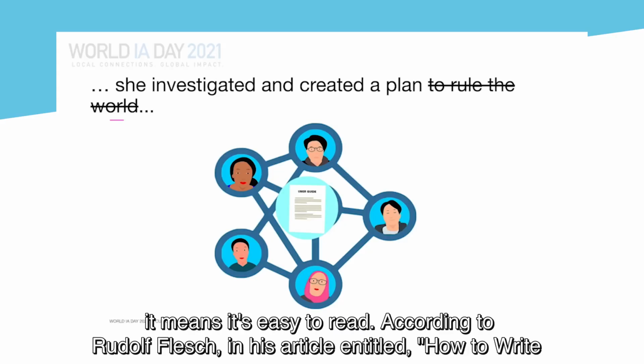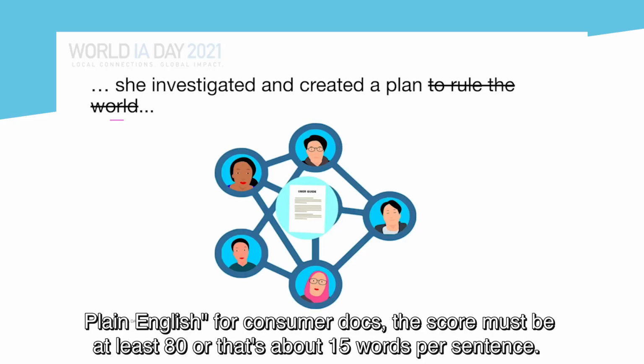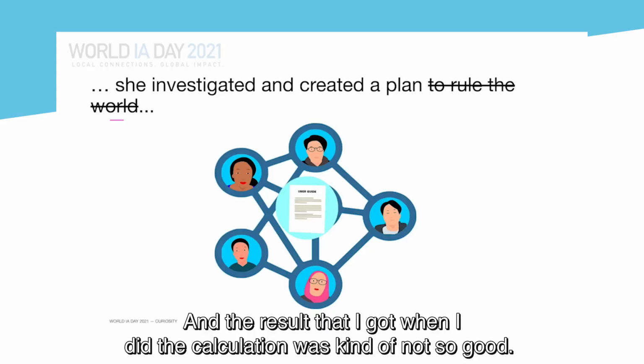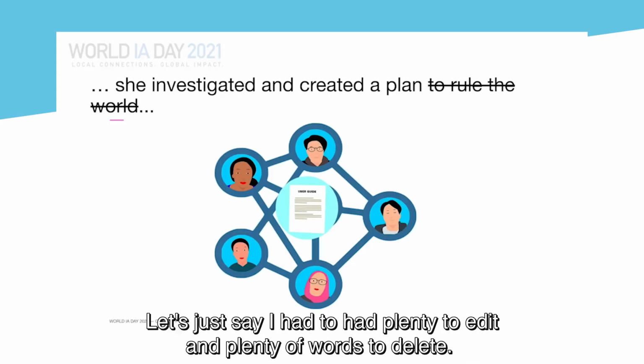And according to Rudolf Flesch, in his article entitled How to Write Plain English for Consumer Docs, the score must be at least 80, or that's about 15 words per sentence. And the result that I got when I did the calculation was kind of not so good. Let's just say I had plenty to edit and plenty of words to delete.